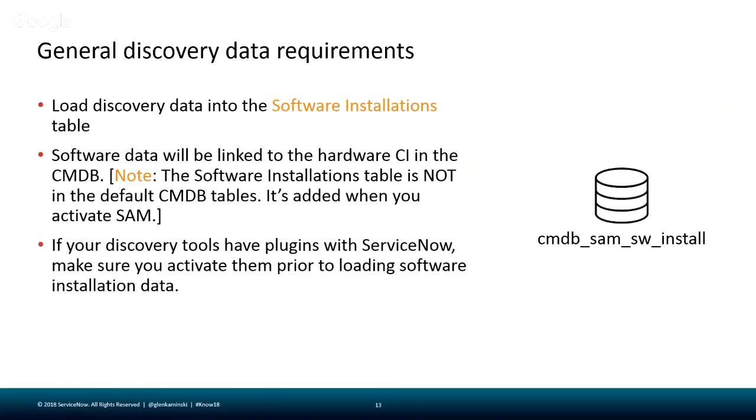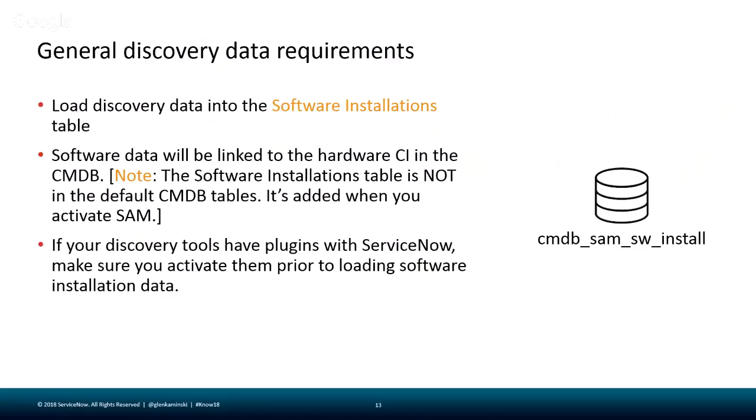We're really going to focus on the software side. So back to general discovery data requirements. The requirement really, first of all, is to load that discovery data into the software installations table, and you can see that here on the slide. The software data will then be linked to the hardware CI in the CMDB. And this is an important distinction to make.